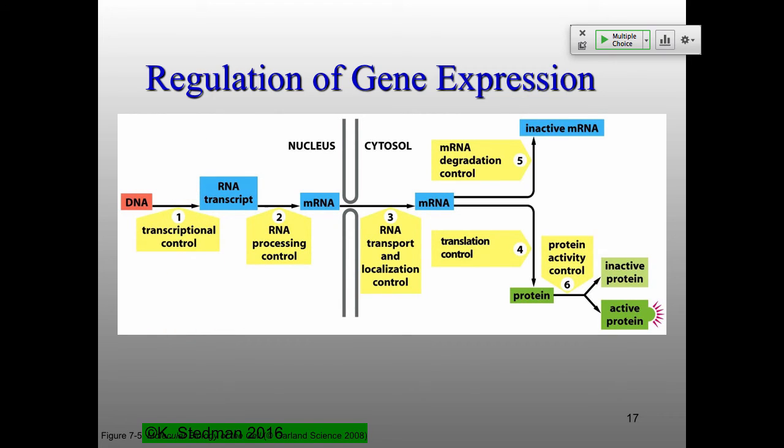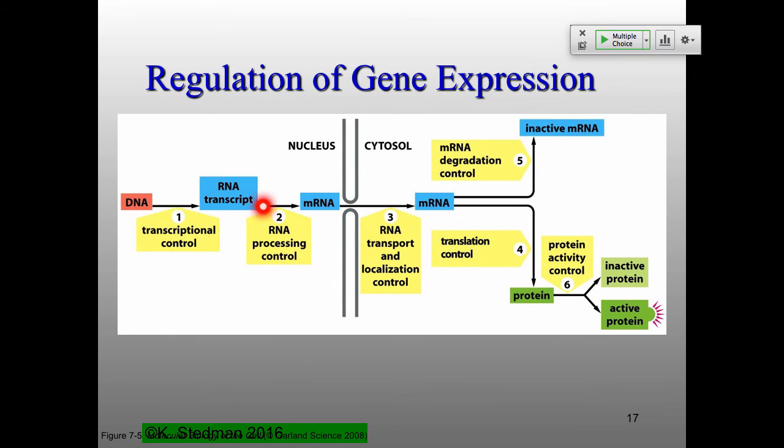So first kind of control, and we're going to spend most of our time talking about this because this is the first step. What gene gets turned on? What gene gets turned off at any particular time? Why is this so useful? Well, because you don't have to do all these other things. If you haven't turned the gene on, you're here. You haven't spent all of this energy.